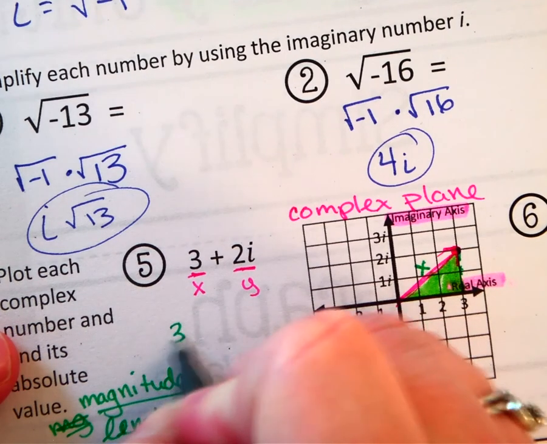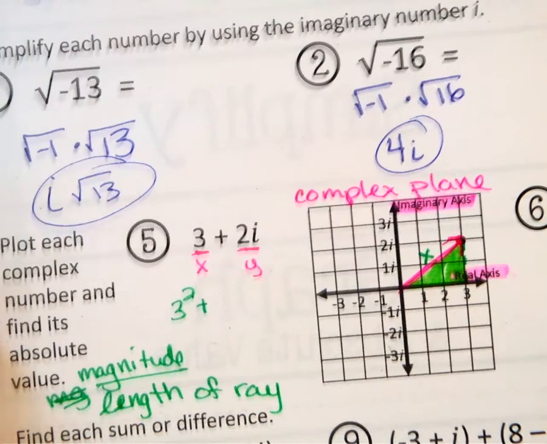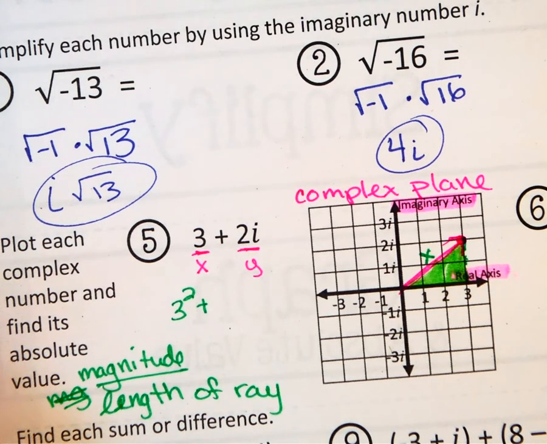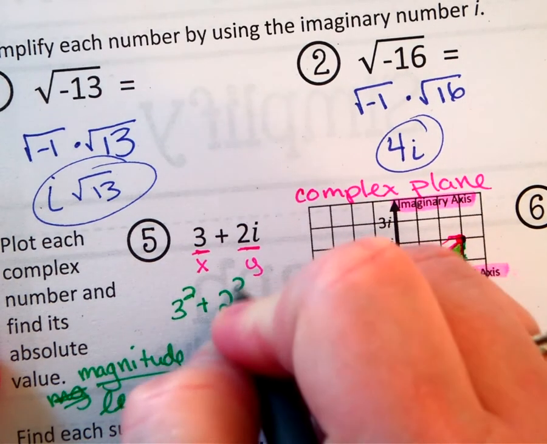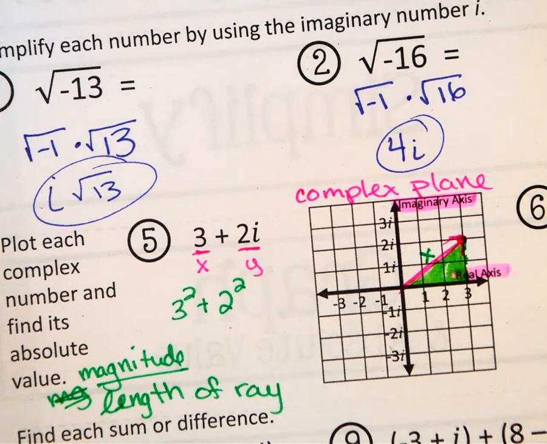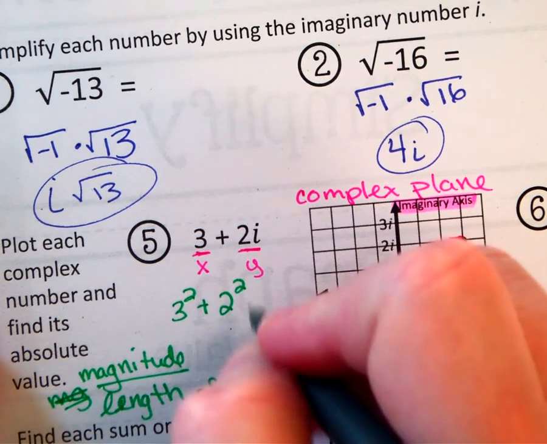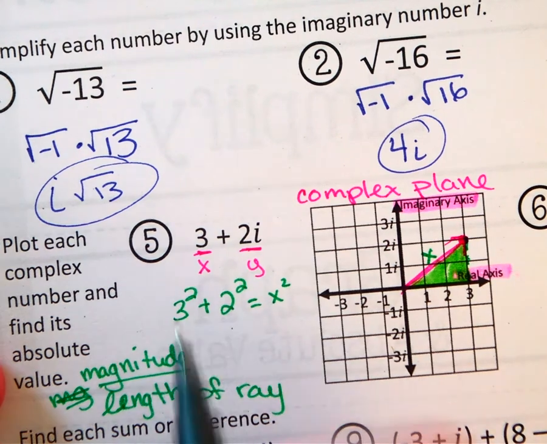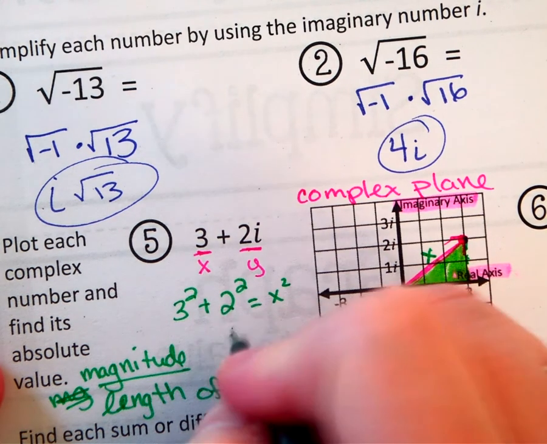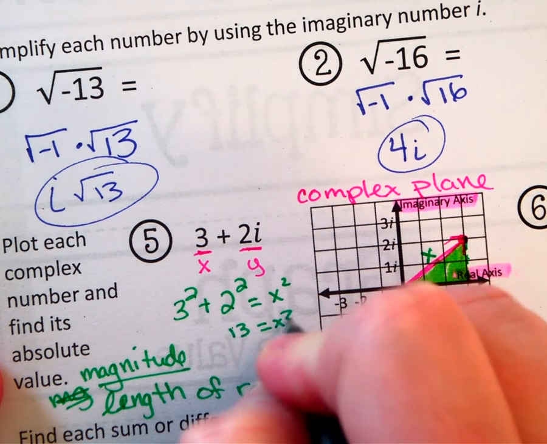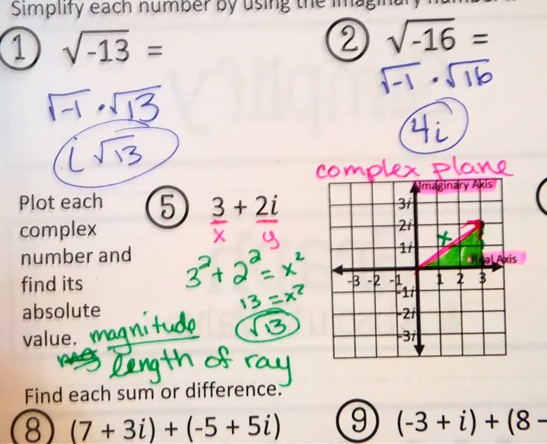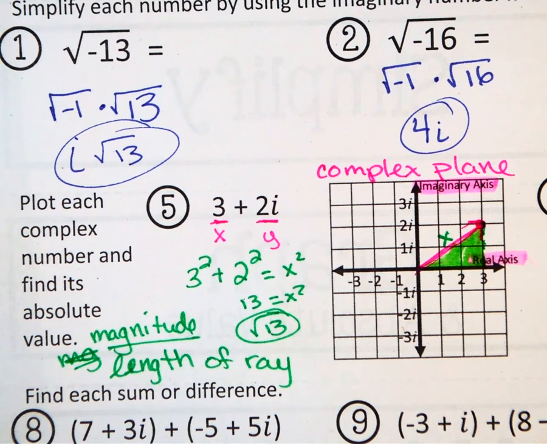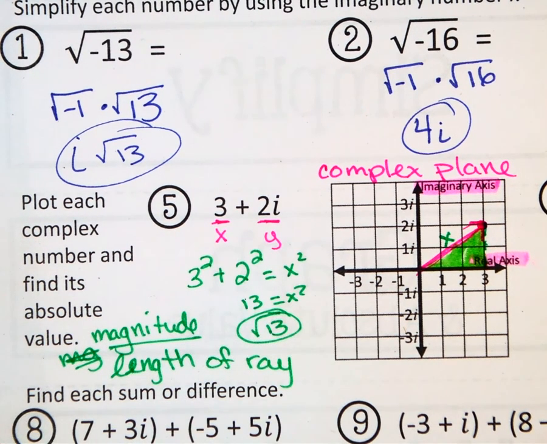So you take your real number portion, so in this case 3, and you square it. You use just the coefficient on your imaginary. So I'm not going to use the i, I'm just going to use the 2. And then that's going to equal our x squared. So this becomes 9 plus 4, so that's 13 equals x squared. So the square root of 13 is going to be our magnitude, because I would take the square root of both sides here. So it would give me the square root of 13.